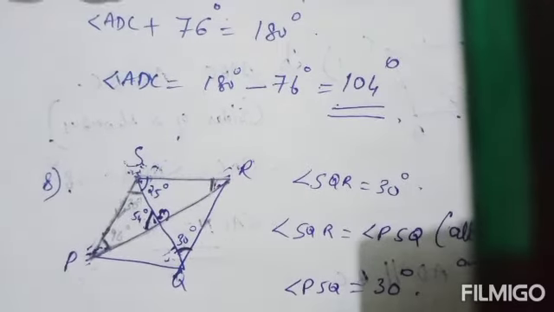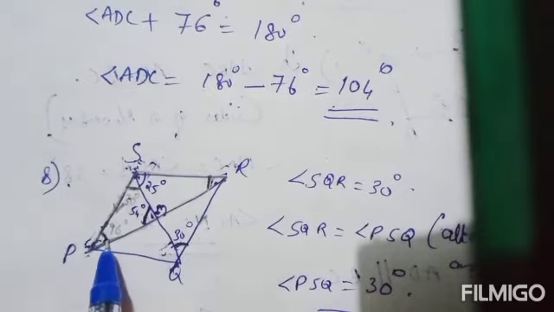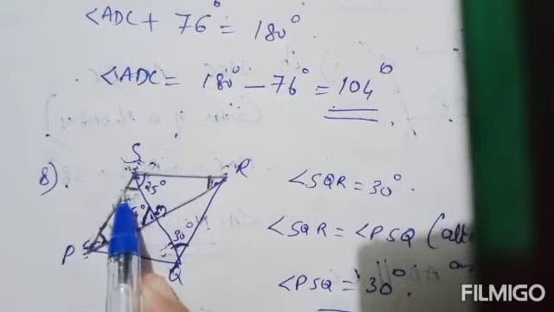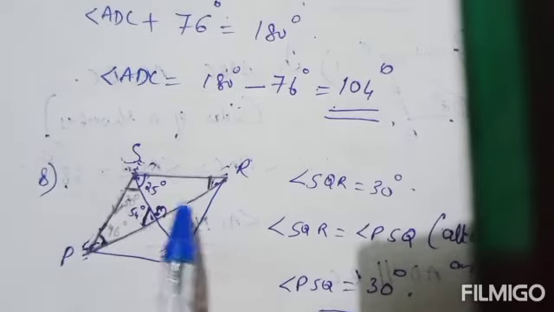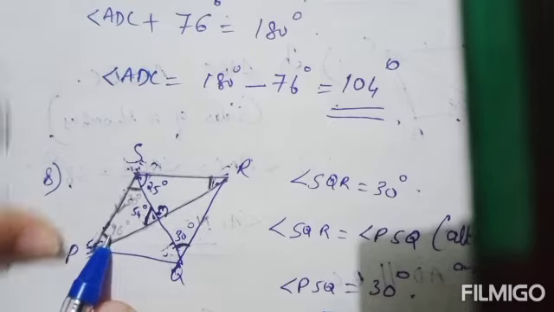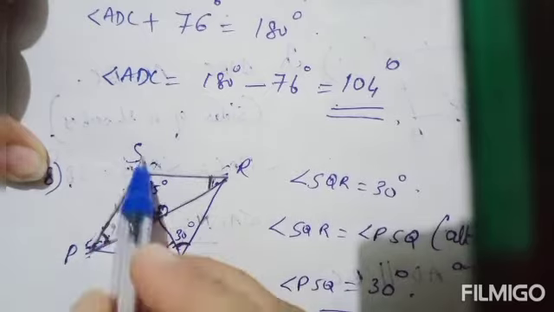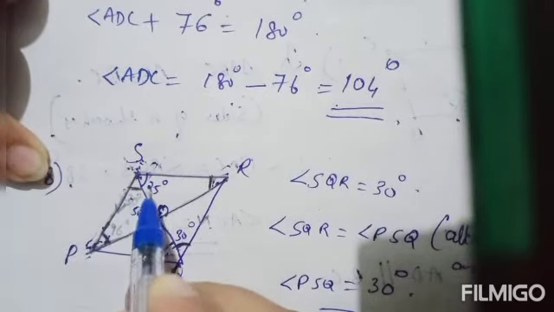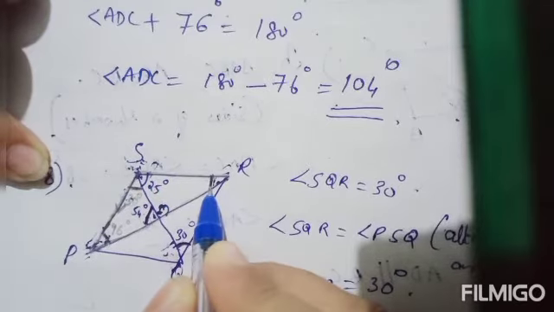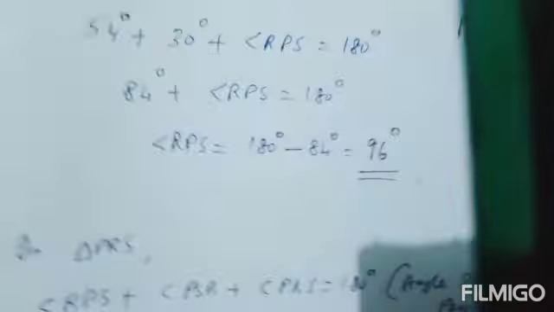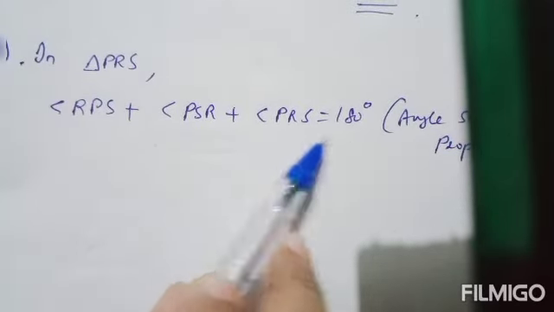Applying the angle sum property in this triangle PSR, you will get angle RPS plus angle PSR plus angle PRS equal to 180 degrees. Angle RPS is this angle. Angle PSR is this full angle. 25 plus 30 you have to add, then only you will get the angle PSR. So in triangle PRS, angle RPS plus angle PSR plus angle PRS equal to 180 degrees.